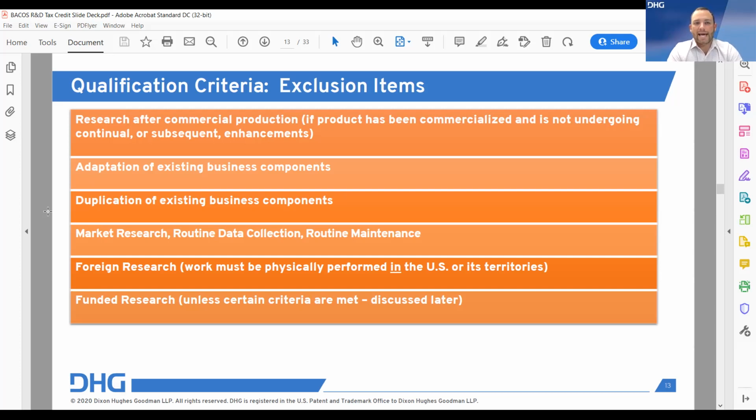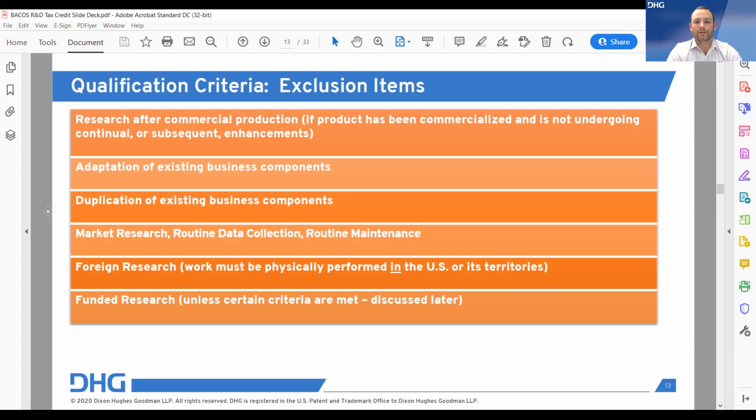The next one is going to be adaptation of existing products or just business components. So this is really going to be very, very minor tweaks. Typically, it's not a technical modification. It's more going to be, okay, let's say that Apple has their new iPhone released, and now they want to change the color scheme of the phone. That's not going to qualify. It's really just putting a new color on a current product offering. That is generally what this is focusing on. If you're looking to actually further develop that iPhone and build new capabilities, new functionality, change the design, that can qualify.